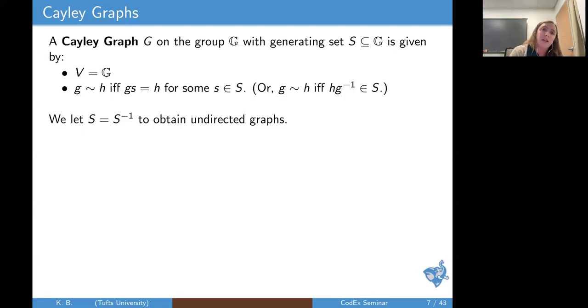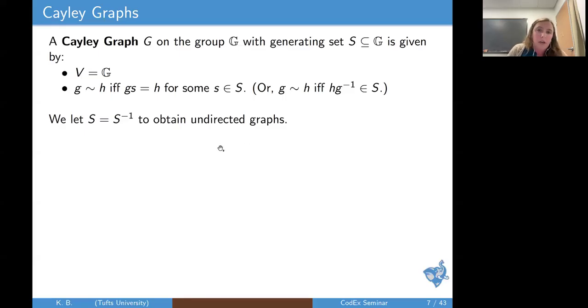So a Cayley graph is a graph where the vertex set is a group, and then the edges are generated by a set S that's a subset of the group, where G is adjacent to H if and only if GS equals H for some S in our generating set. I have another way that you can write this. We'll sort of see this HG inverse appear later on.